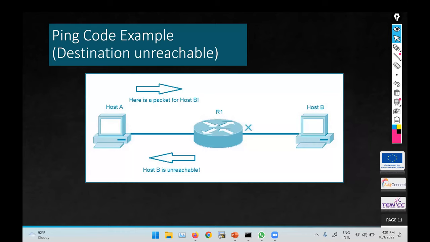As I said, when we get destination host unreachable, it works like this. You are pinging from host A to host B. Host A to R1 is working fine, but R1 to host B, the physical connectivity is down. Then R1 responds to the ping with an unreachable message, right? So then you have to check on the R1 side whether it is related to the physical layer or the interface level, or whether you have manually administratively shut down the interface. In this way, you have to troubleshoot the problem.